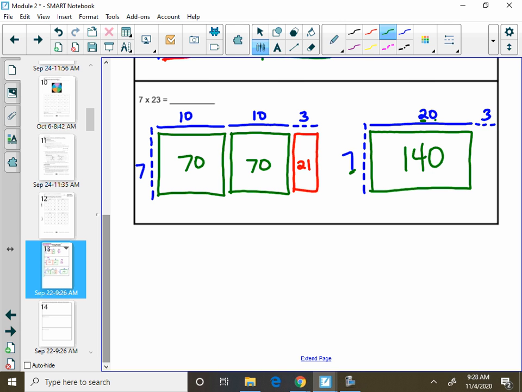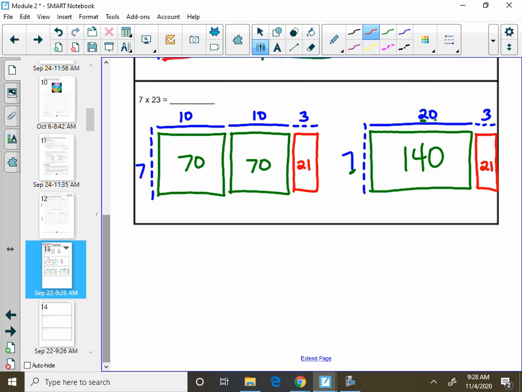If you like to split it into a 10 and a 3, or a 20 and a 3, there's pros and cons to both. Sometimes it's helpful if you're very neat and organized. It doesn't matter very much which one you choose. Sometimes kids that are not very neat and organized like having less sections. And then, of course, this last one is that 7 by 3, which is 21.